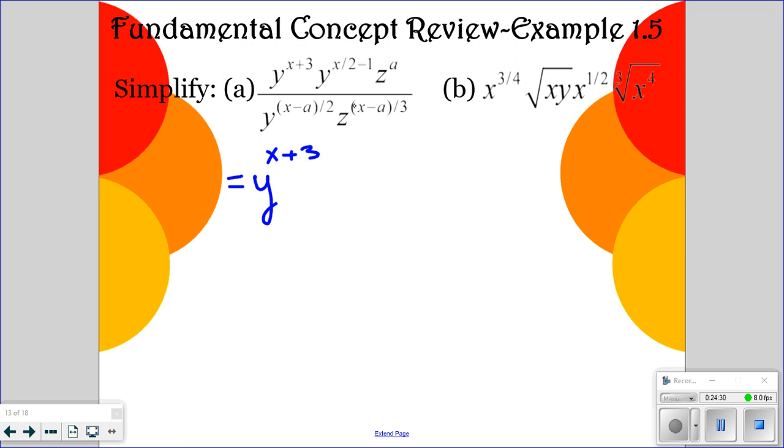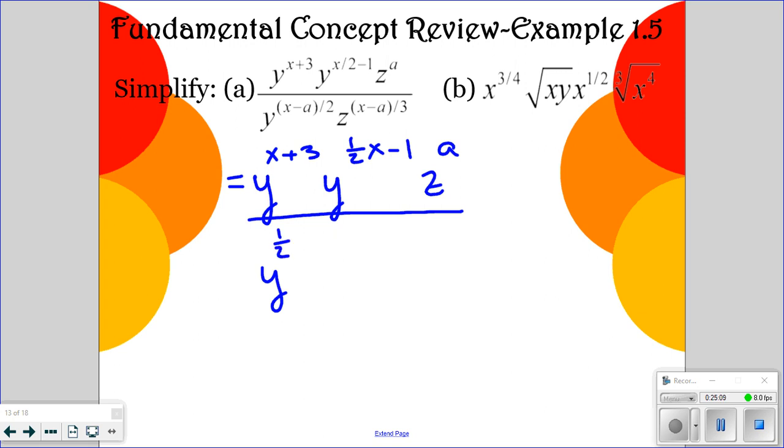This next one, the way it's written is maybe a little bit confusing to some of you. It is x over 2 minus 1, which is 1/2 x minus 1. X over 2 is just x divided by 2, 1/2 times x. And then z to the a. So that's your numerator. Your denominator, it's x minus a over 2. And so y exponent is going to be 1/2 x minus 1/2 a.